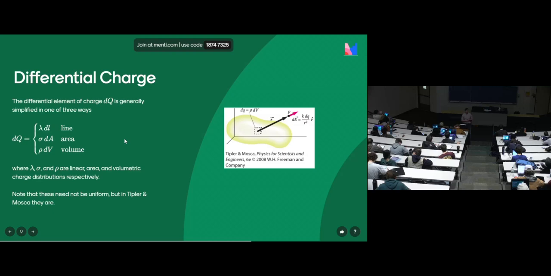Lambda, sigma, rho are all line, area, and volume charge distributions. Lambda, sigma, and rho are all linear, area, and volumetric charge distributions, respectively. Jacob? Lambda can be used for wavelength.